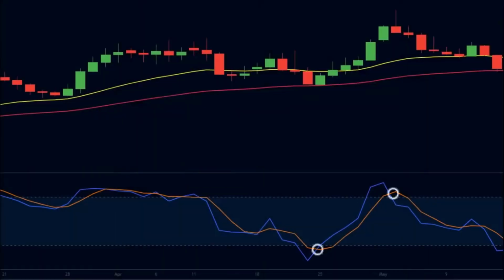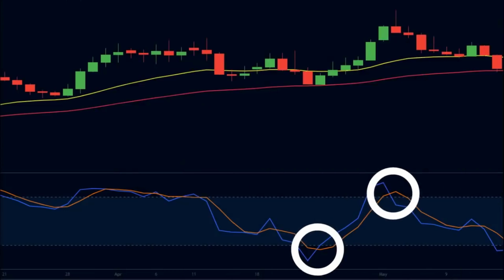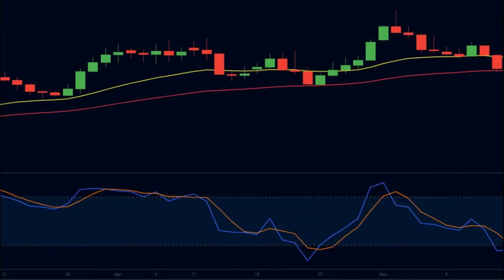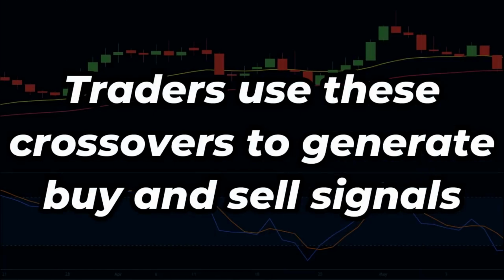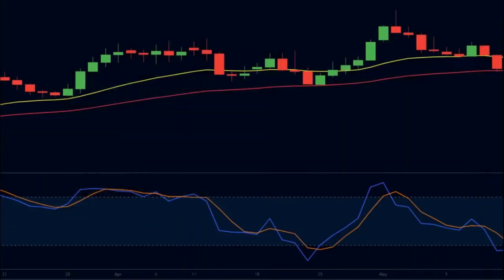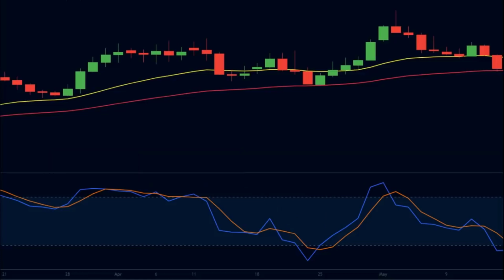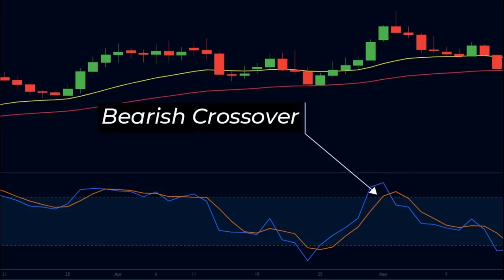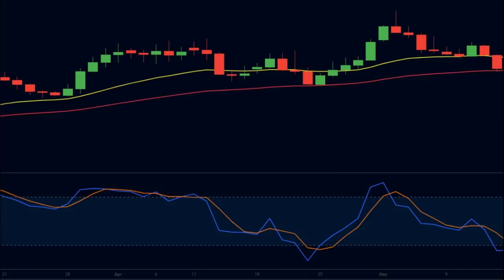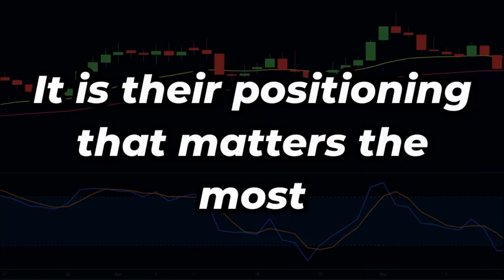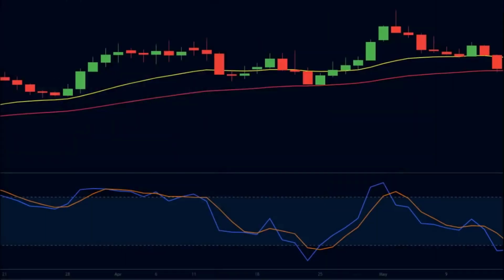For that, we will use the crossovers between the orange line and blue line. Remember, I told you that traders use these crossovers to generate buy and sell signals. When the blue line crosses above the orange line, it is a buy signal. We will call this a bullish crossover. And when the blue line crosses below the orange line, it is a sell signal. We will call this a bearish crossover. These signals are not powerful on their own. It is their positioning that matters the most.